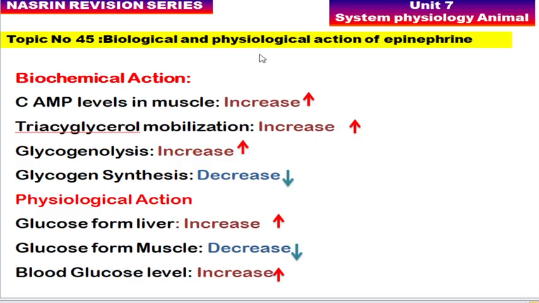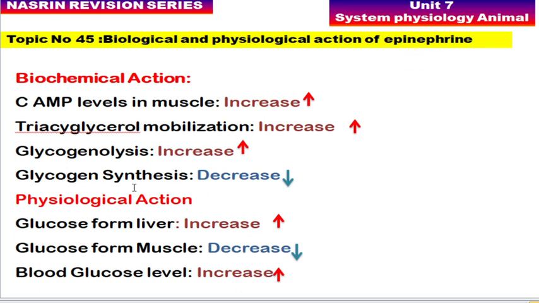Next is the physiological and biochemical action of epinephrine. So first, the biochemical action. What are the conditions or factors that will be increasing the epinephrine hormone action? When the cyclic AMP level increases in muscle, triglyceride mobilization and glycogenolysis increase. If these factors are increased, then ultimately the epinephrine action will increase.